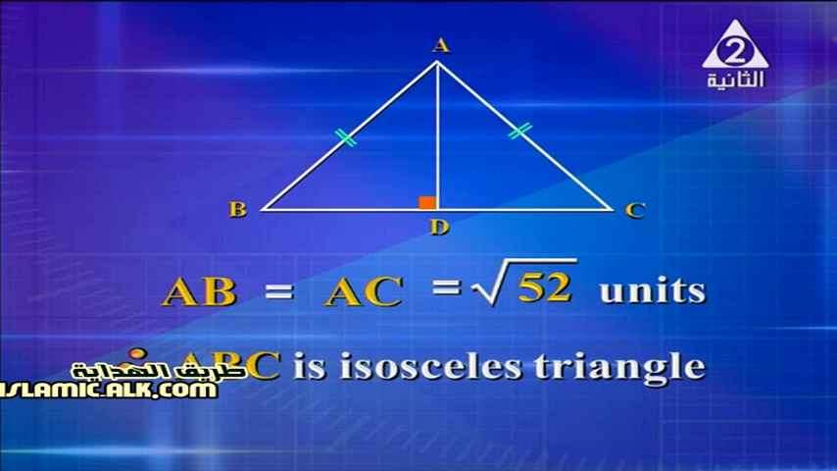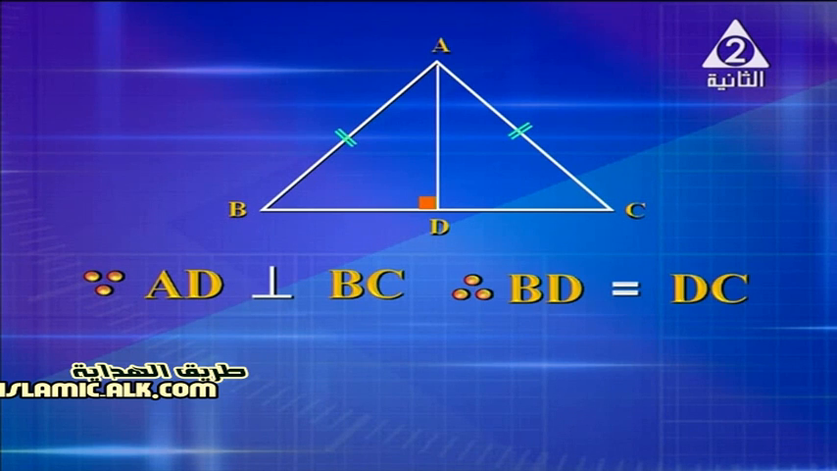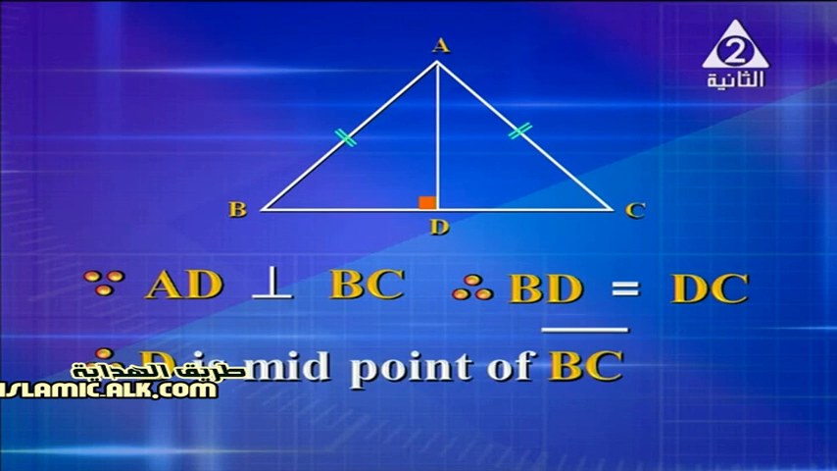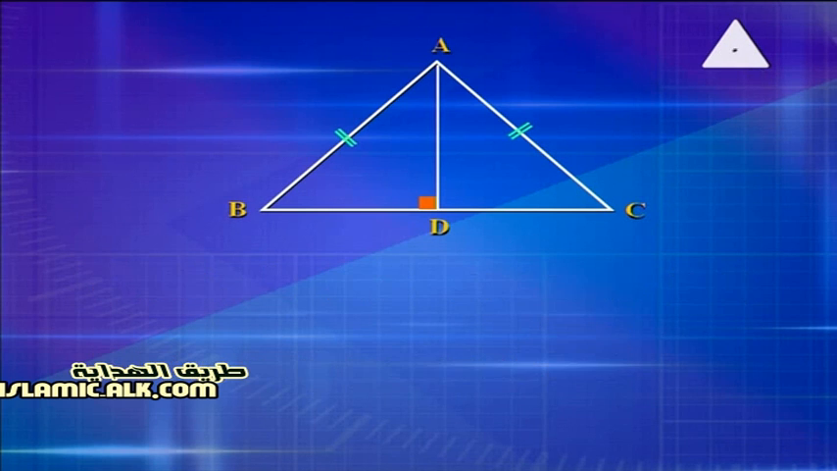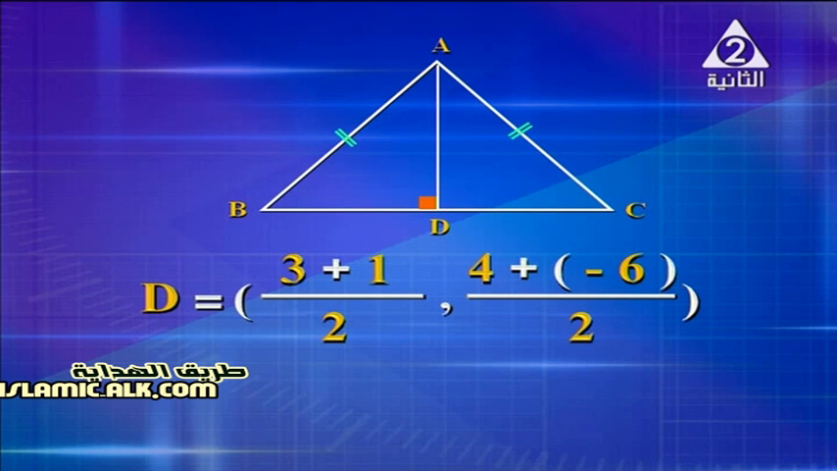In the isosceles triangle, since AD is perpendicular on BC, it means that BD equals DC. Then you are going to notice that the point D will be the midpoint of BC. So can you find the coordinates of the point D? Of course, yes, as it is the midpoint of BC. So D equals ((3 plus 1) over 2, (4 plus negative 6) over 2) to obtain a result of (2, negative 1). Now you have the coordinates of the point A and the coordinates of the point D.